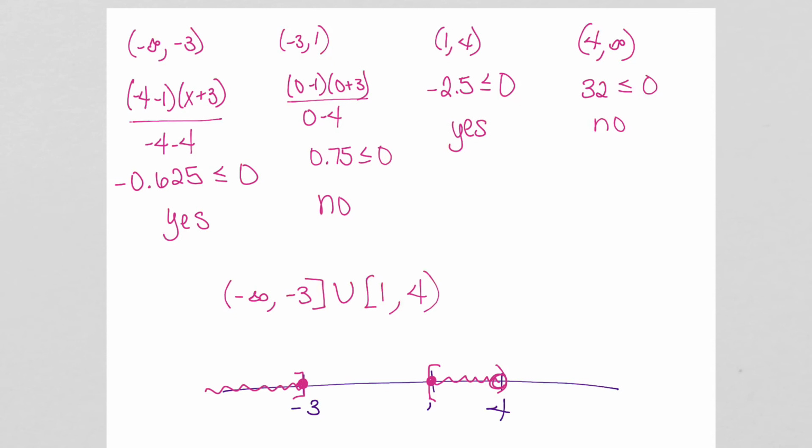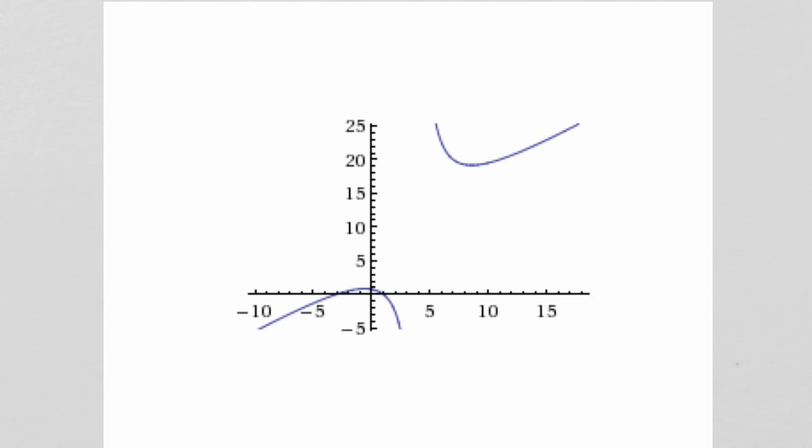And the last example, it's going to apply a little bit here. And there's our picture. So you can see where it's less than or equal to 0 here. And here. And there's probably an asymptote there at 4.